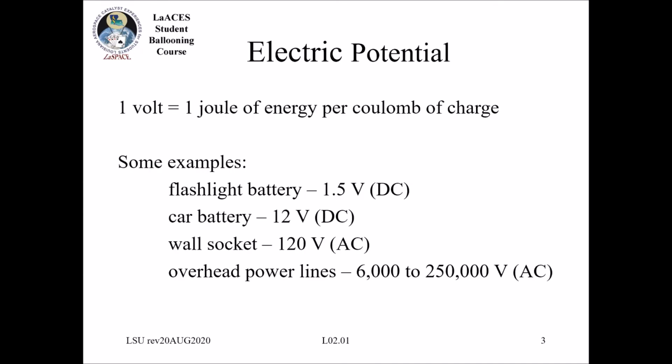So to start off with, electric potential: 1 volt is equal to 1 joule of energy per coulomb of charge. We're not going to get into too many details on that, but just some basic examples. Whenever you look at a flashlight battery, if you were to measure that, it's on the order of 1.5 volts. Again, direct current when we're working with batteries or power supplies. Car battery, 12 volts. Wall socket, again, that's where we get into alternating current, 120 volts. And then if you were to look at the overhead power lines, it's really 6,000 to 250,000 volts AC. So quite a bit of difference. That's why they tell you to stay away from power lines, obviously. But same thing with wall sockets as well.